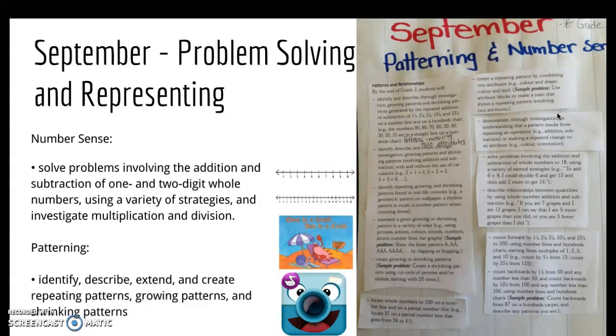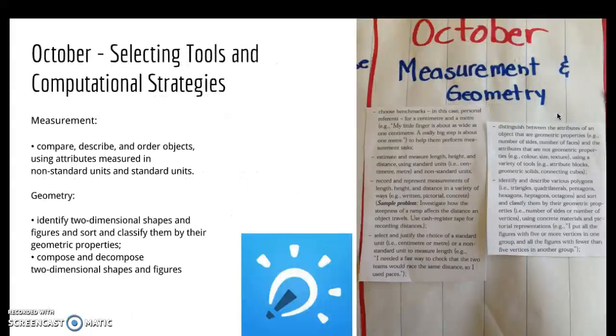And the app I'm going to use is Chatterpix, and I'm just going to ask the kids to create patterns and then take a picture of it and record what their pattern is doing. If you haven't used Chatterpix, it actually makes the object talk. So in this situation, they will take a picture of the pattern, and they'll be able to describe what type of pattern it is, and they'll be able to use Chatterpix to really show this. So that's the month of September.